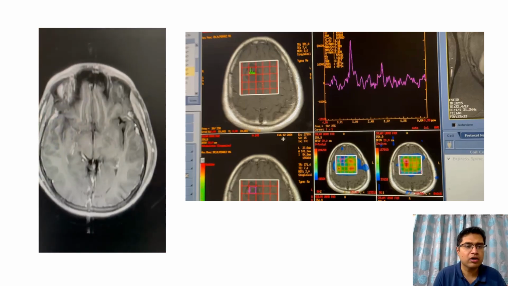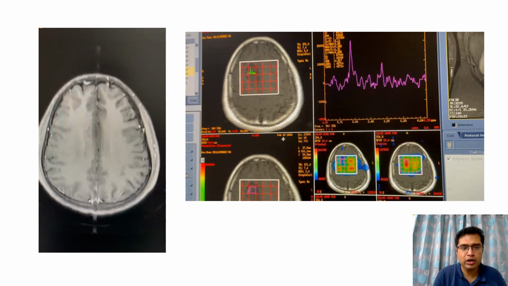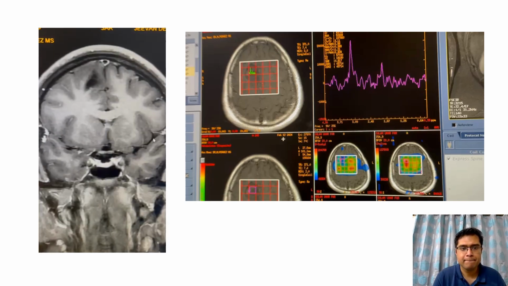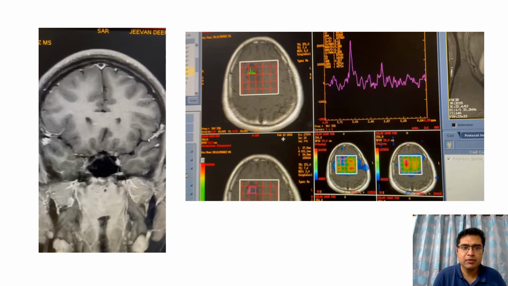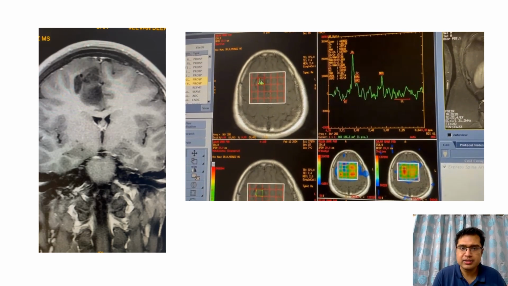These are the FLAIR images where we can see minimal surrounding edema. These are the T1 post contrast images where we see this lesion which is not enhancing on post contrast images. These are the T1 post contrast coronal sections where again we can see this well defined hypointense lesion which is not enhancing on the post contrast images. To get a better look at what the lesion is, I got an MRS done for this patient.